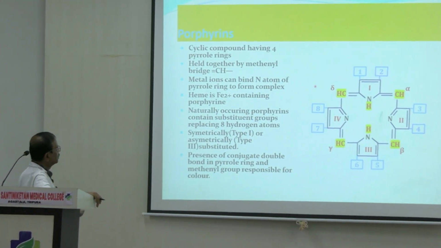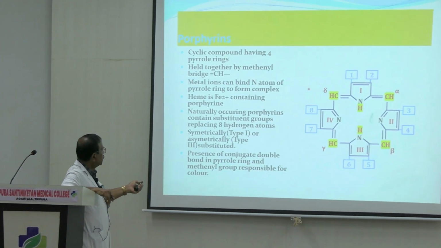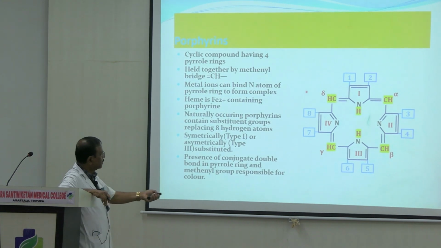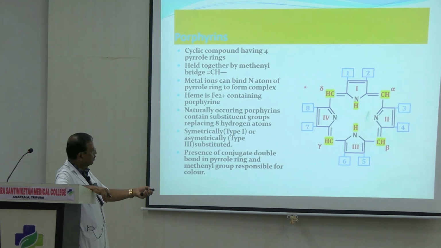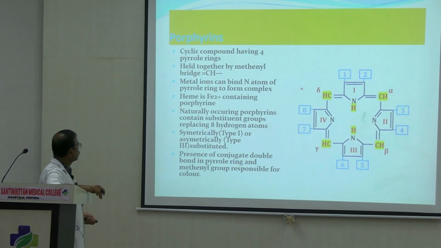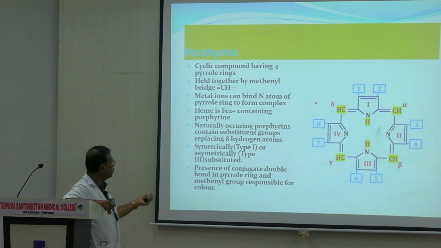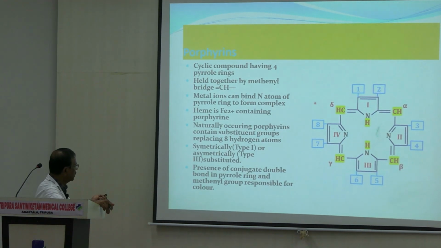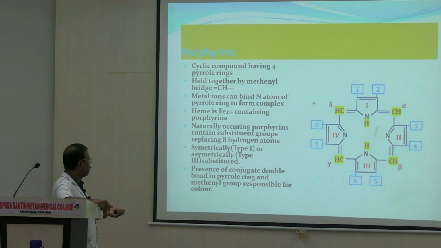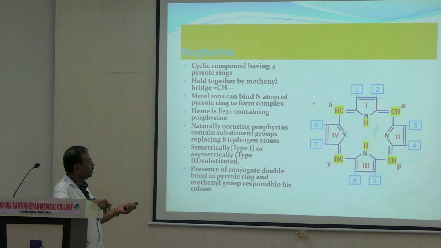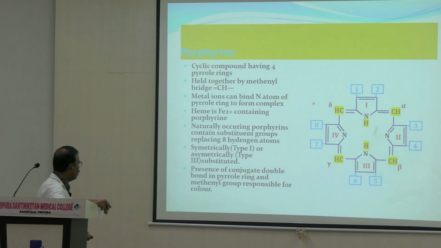Cyclic compound having 4 pyrrole rings held together by methynyl bridges; metal ions can bind the nitrogen atom of the pyrrole ring to form a complex. Here it can bind, replacing H and H on this nitrogen atom, and this atom will be bound to the ferrous ion. Naturally occurring porphyrin contains substituent groups replacing 8 hydrogen atoms. If it is symmetrical, it is type 1; if it is asymmetrical, it is type 3. The conjugate double bonds in the pyrrole rings are responsible for color.